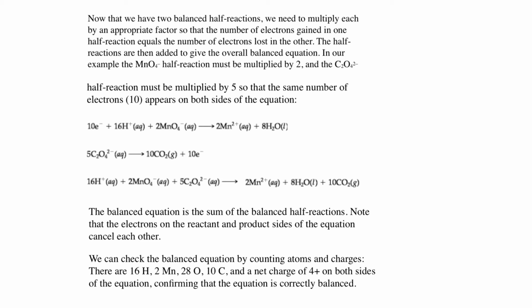Notice that the electrons on the reactant and product sides of the equation cancel each other. We can check the balanced equation by counting the atoms and charges. There are 16 protons, 2 manganese, 28 oxygens, 10 carbons, and a net charge of positive 4 on both sides of the equation, confirming that the equation is correctly balanced.